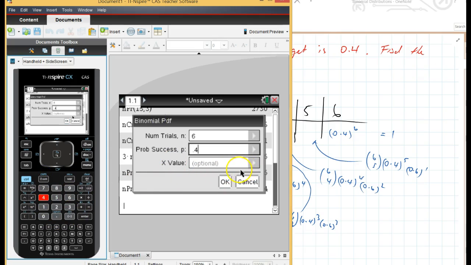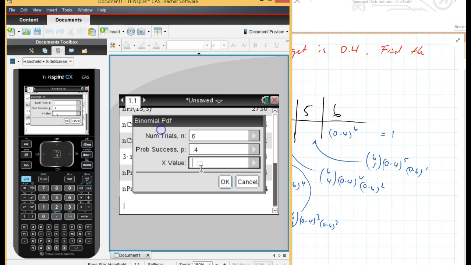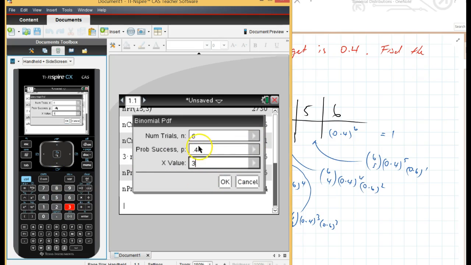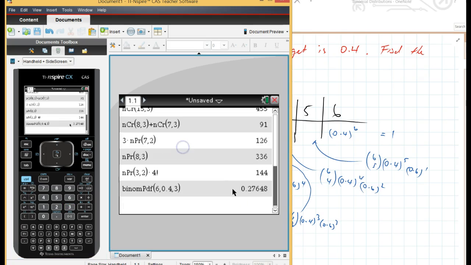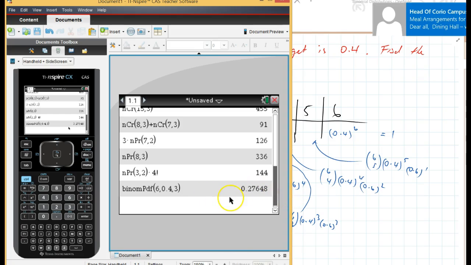Now, x value optional. Right, so if I wanted to find a specific value, I'd put that in there, and it would give the answer for me. So if I just put in here, what should I put in there? 3. So the probability of 3 successes out of 6, when the probability of success is 0.4. I hit OK. And I get 0.27648. That's for 3.